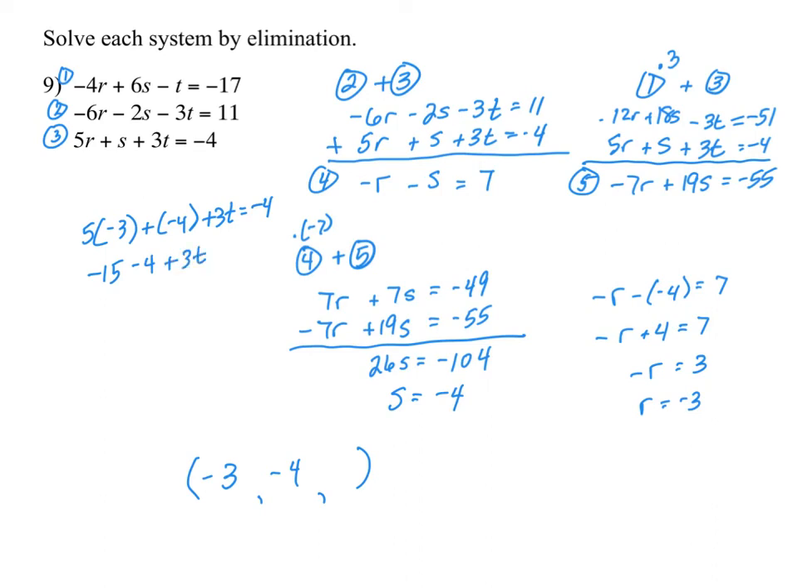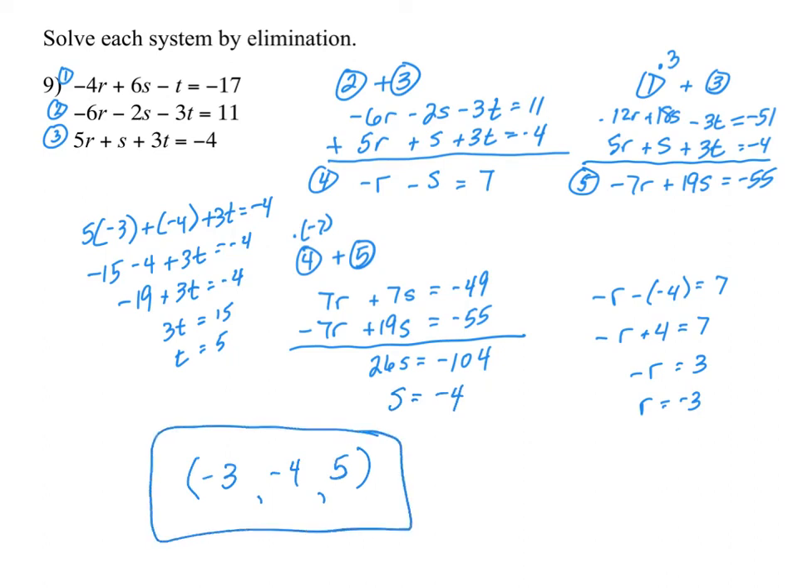Those are same signs, so I'm going to end up adding those two guys together, those -15 and -4. And then I'm going to end up moving it to the other side by making it positive, and I get 3t equals 15, t equals 5. And we've done it. We have solved a system with 3 variables. Good job.